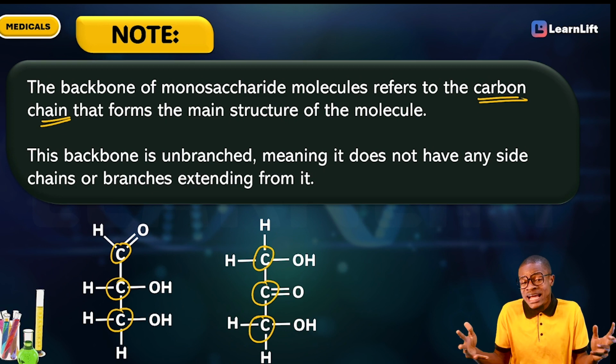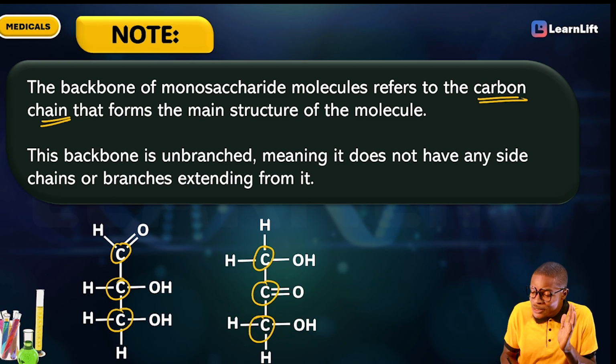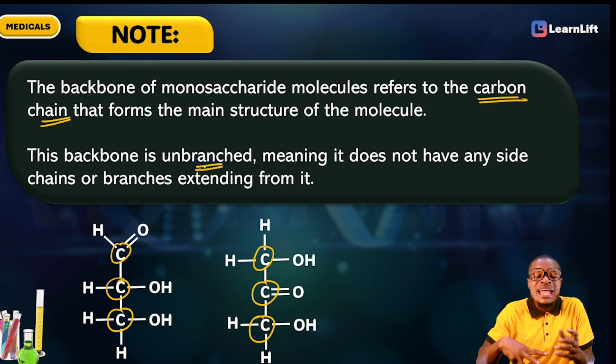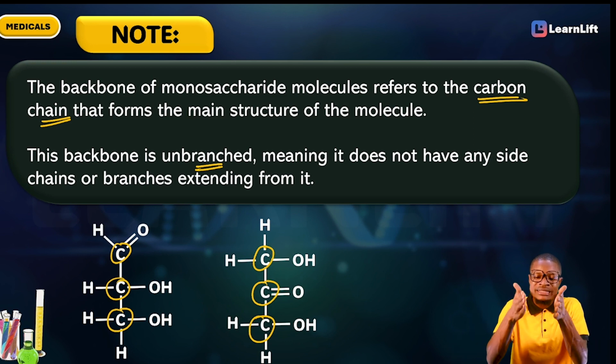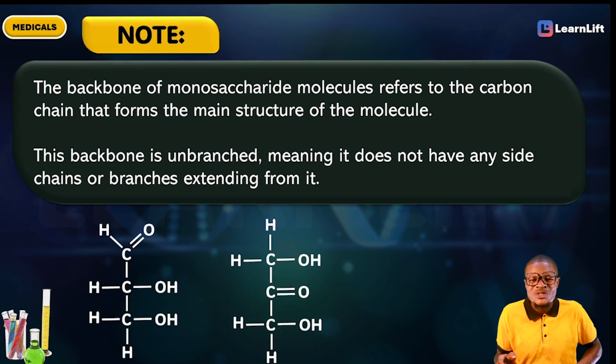Organic compounds could either be branched or unbranched. It is not so for monosaccharides. No, monosaccharides, they respect themselves. They are mainly unbranched, meaning they do not have any side chain or branches extending from them. Monosaccharides are straight. If we are going in this straight format, as we proceed, I'm going to show you a whole lot on that very quickly.